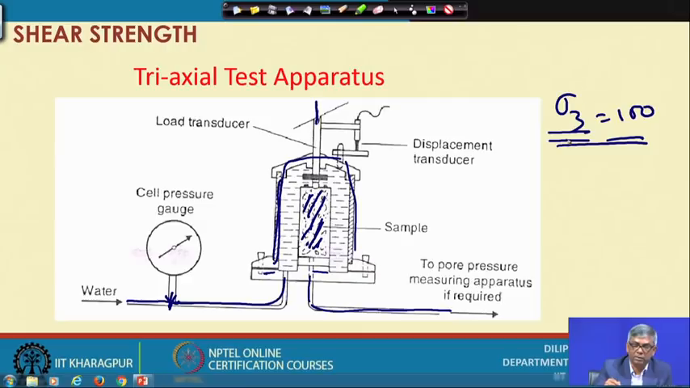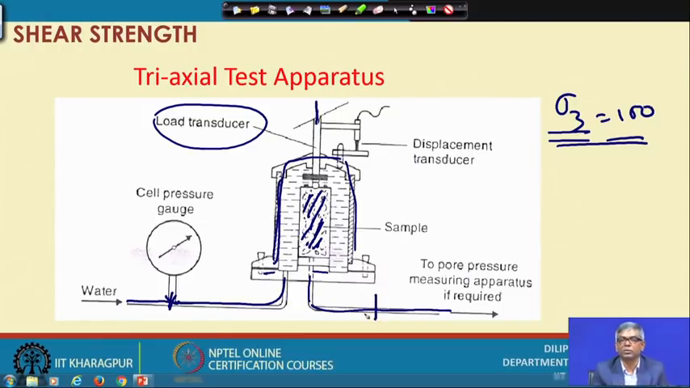You can see this is the sample. There is a mechanism to record how much it is displacing over time, and whatever load is applied will also be measured through a load transducer. Water pressure can be applied and measured through a gauge, and when drainage is required we can keep the valve open, and when drainage is not required we can close it. So, these are the universal test procedures in the triaxial test.